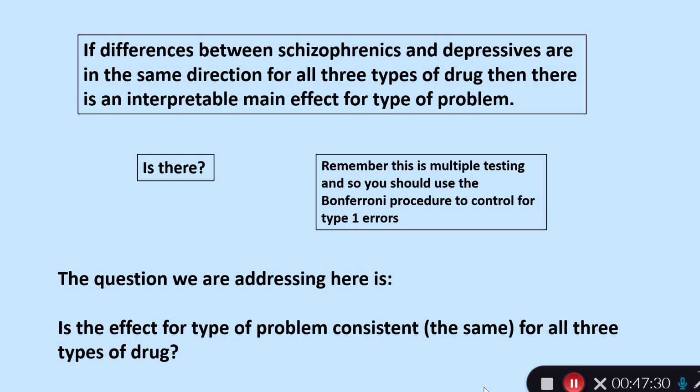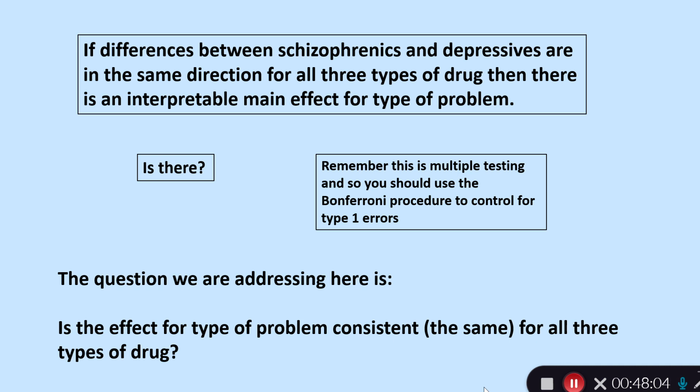Okay, if differences between schizophrenics and depressives are in the same direction for all 3 types of drug, then there's an interpretable main effect for type of problem. In this case, we're asking, is there? And the answer is, once again, no. And a point worth remembering is that because we're doing multiple testing, if you did 3 t-tests to make these comparisons, you should use some sort of Bonferroni procedure to control for type I errors.